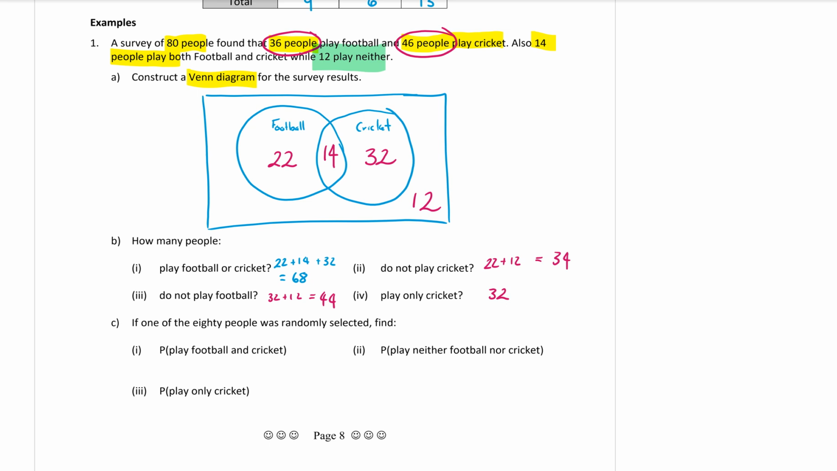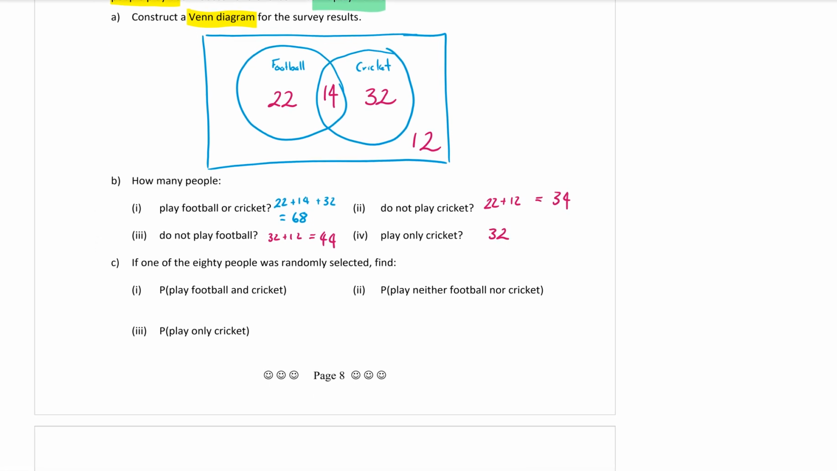Okay, part C. If one of the 80 people, so remember there is 80, and if you add up all the numbers in that diagram, you will get 80. So if one of the 80 people was randomly selected, find P, now remember that P stands for probability. We want to find the probability that the person plays football and cricket. And means they have to play both. That is this overlapping section here, the 14. There is 14 people out of the 80 who play football and cricket. Now simplify that on your calculator and you get 7 out of 40.